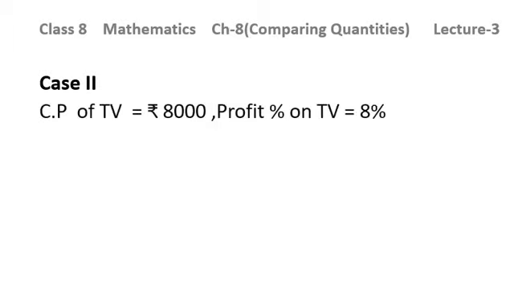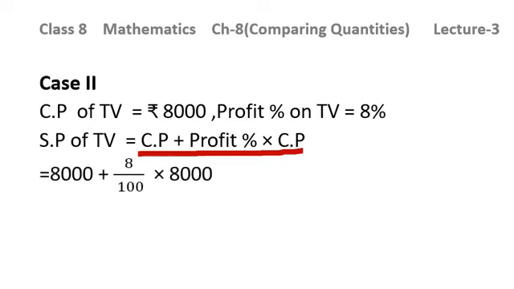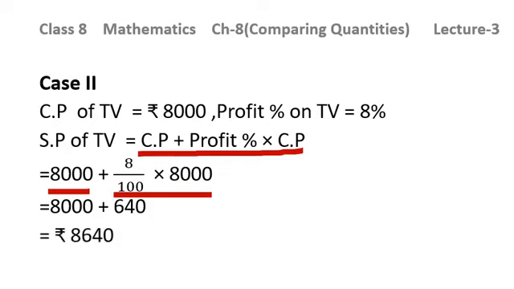Case 2, let us see in case of TV what the SP will be. CP is given as 8,000. Profit is 8%. And we know that SP of TV will be given by CP plus profit percent of CP. So putting the values, it will be 8,000 plus 8 over 100 into 8,000. So it will be 8,000 plus 640 after solving it, which is 8,640. So SP of TV is 8,640.